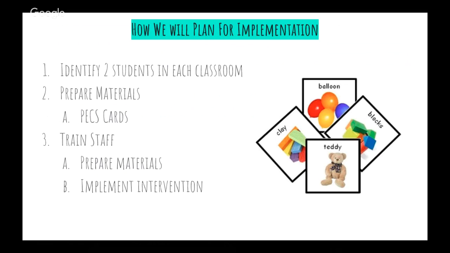The plan for implementation is to identify 2 students in each classroom that could benefit from functional communication training. Materials for indirect and direct FBAs, functional behavior assessments, will be prepared for each student included in the study. The PECS picture cards will be created using pictures of items that will be necessary to teach the FCT skills based on the data collected from the FBAs. The staff members of Ellison Preschool will be trained on how to conduct the FBAs, how to prepare the materials, and how to teach appropriate replacement behaviors using FCT.